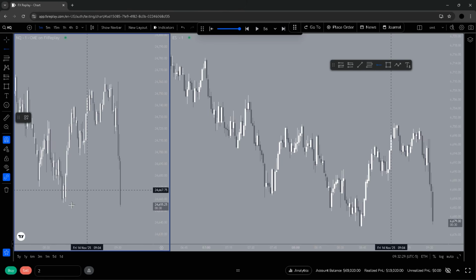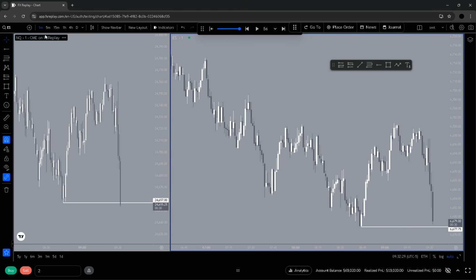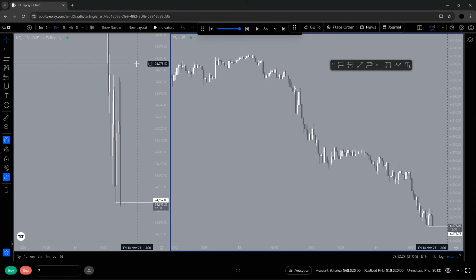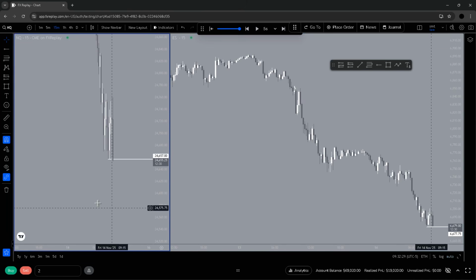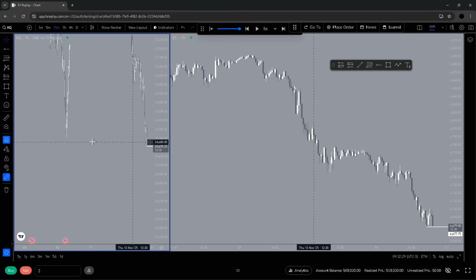Right. Bro's tossing the bread. Realistically, wait, show me the 15. We have SMT as well, by the way. 15-minute looks. Zoom out a bit. Ooh. Very bearish in my opinion.